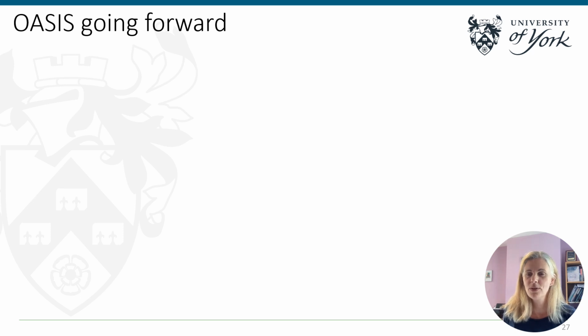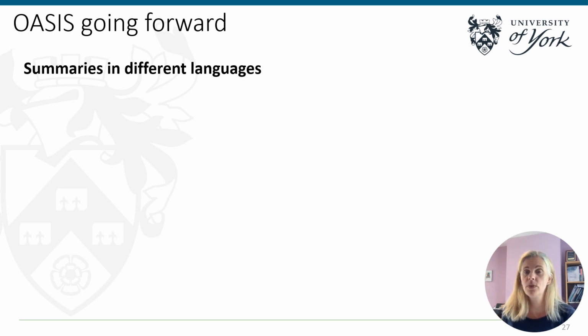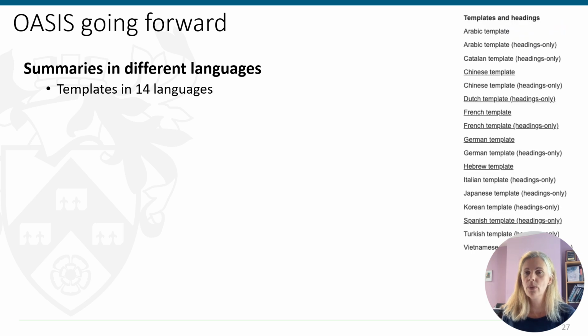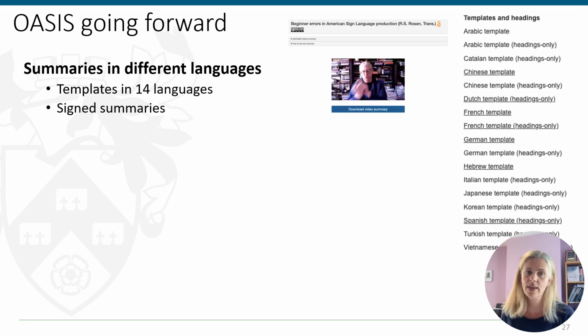So what's in store for OASIS over the next year or two? Well, we already have summaries in lots of different languages. We have templates for summaries in 14 different languages. And if you would like to add another language to our list, please do get in touch. We're really keen to diversify the languages that are held on OASIS.